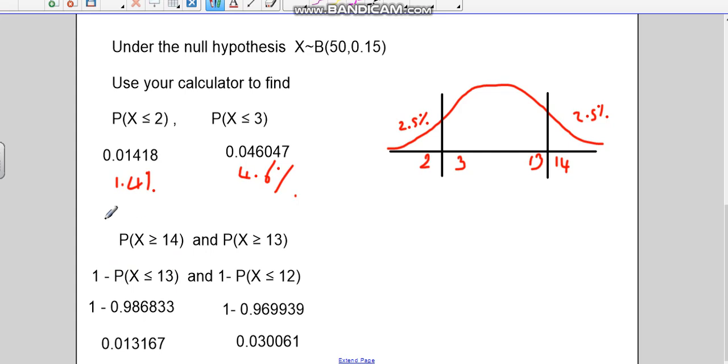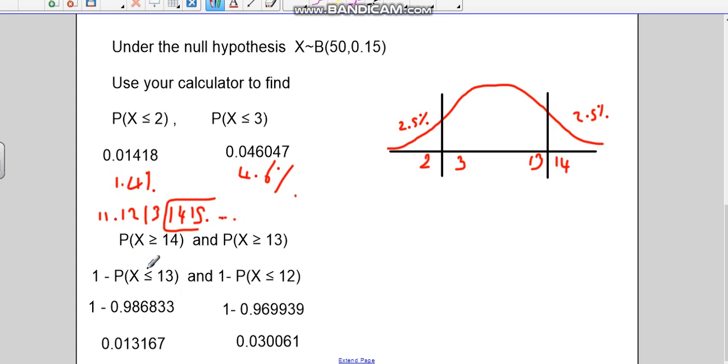So if I just write out a few numbers here, let's have 11, 12, 13, 14, 15. I'm looking for greater than or equal to 15, and that would go all the way up to 50. To find that, I know the whole thing would add up to 1, so I need to take away less than or equal to 13, so I'm taking away this. So this is what I needed on my calculator.